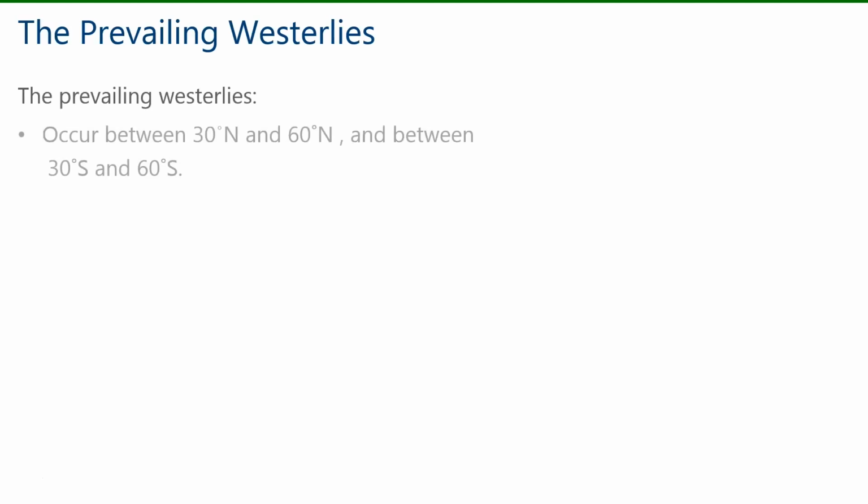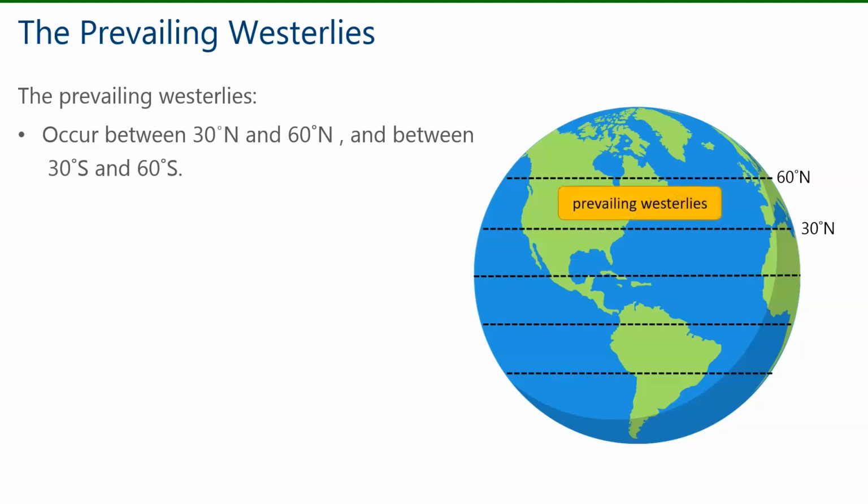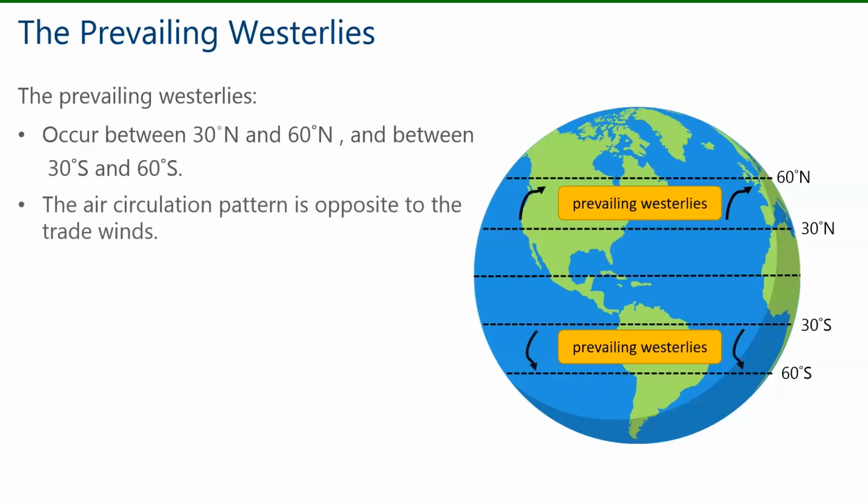Next up, we'll look at the prevailing westerlies. The prevailing westerlies occur between 30 degrees north and 60 degrees north and between 30 degrees south and 60 degrees south. So on our diagram, we see 30 degrees north and 60 degrees north, and we have prevailing westerlies there, and 30 degrees south and 60 degrees south, and we have prevailing westerlies there. And notice the deflection here is to the east.